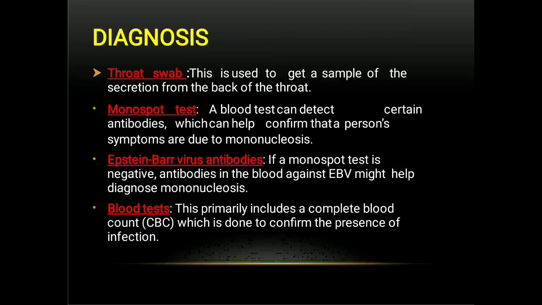Diagnosis: throat swab. This is used to get a sample of the secretion from back of the throat. Monospot test. Blood test can detect certain antibodies, which can help to confirm that a person's symptoms are due to mononucleosis. Epstein-Barr virus antibody. If a monospot test is negative, antibodies in the blood against Epstein-Barr virus might help diagnose mononucleosis. Blood test. This primarily includes a complete blood count, which is done to confirm the presence of infection.